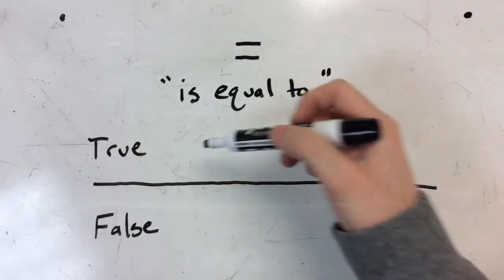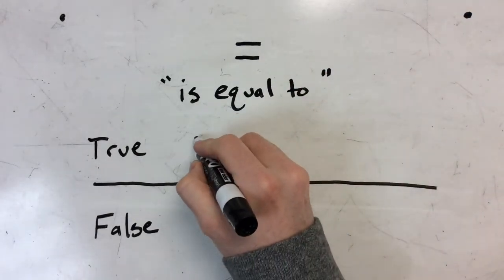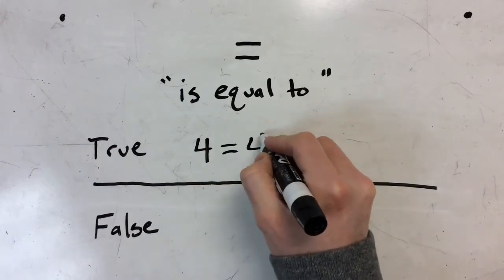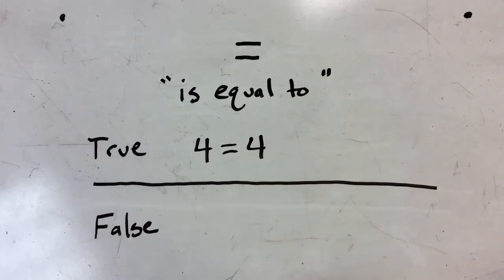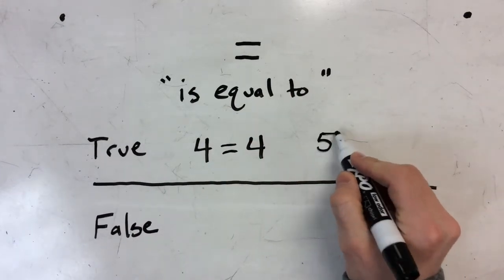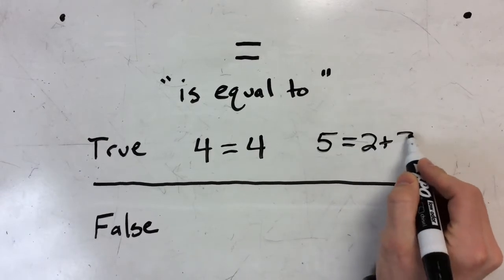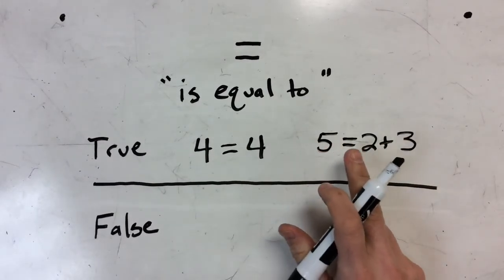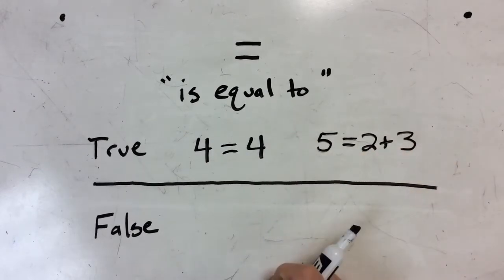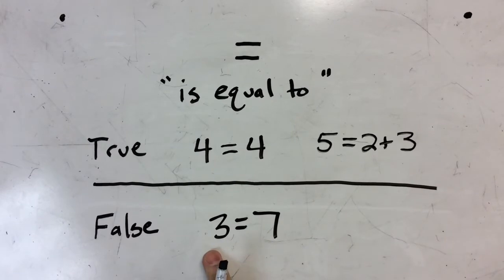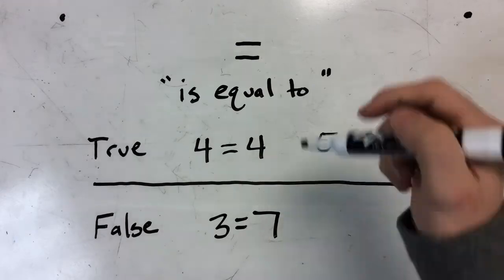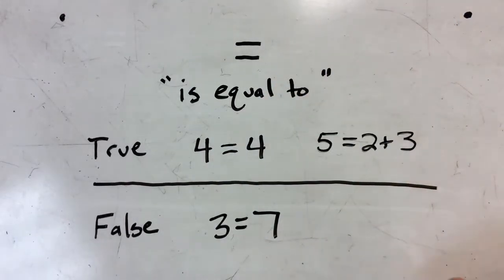Here's one way to use this symbol to make a true sentence. This sentence says 4 is equal to 4, and it's true. Here's another way. This sentence says 5 is equal to 2 plus 3. That's also true. But you can also use this symbol to make false statements. Here's an example. This sentence says 3 is equal to 7, and it's false. So, we can use symbols like this to write true sentences and false.